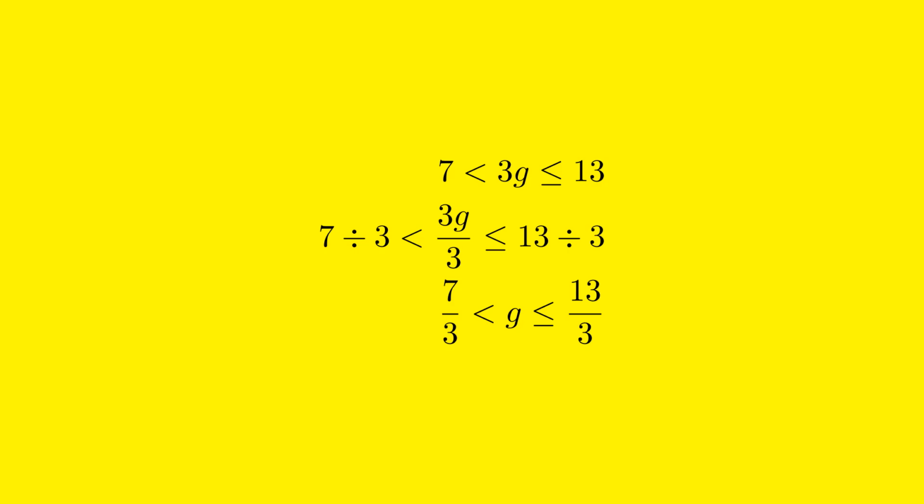So after dividing each part by 3, the inequality becomes 7/3 is less than g is less than or equal to 13/3. This form shows the solution to the problem. In interval notation, the solution is written as open parenthesis 7/3 comma 13/3 closed bracket.